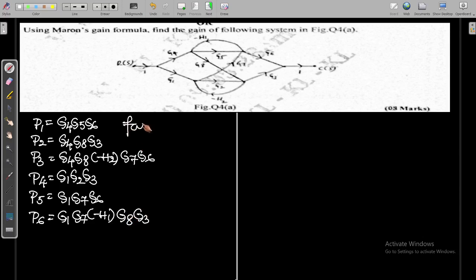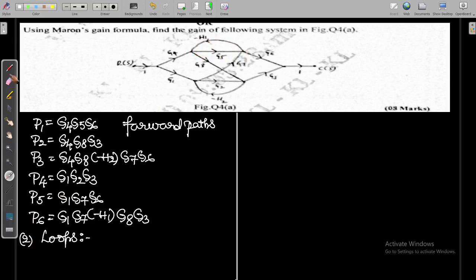So the first step we have done is finding how many forward paths are there. What is the next step we have to do? The second step is loops. So we have to identify the individual loops. You can see very easily, you have two loops, you can identify them here, starting from here, that is here to G5 and minus H1.